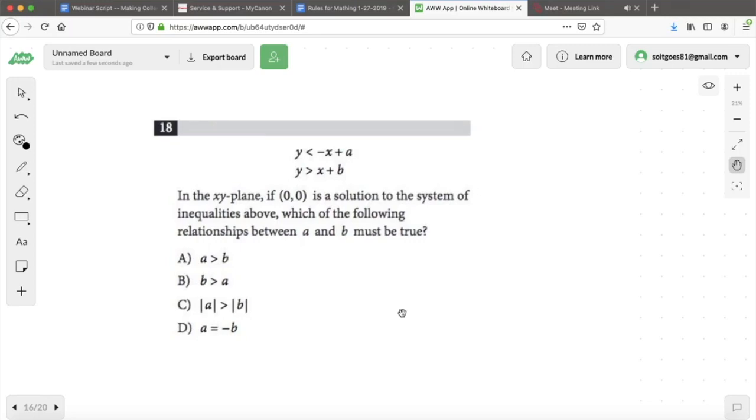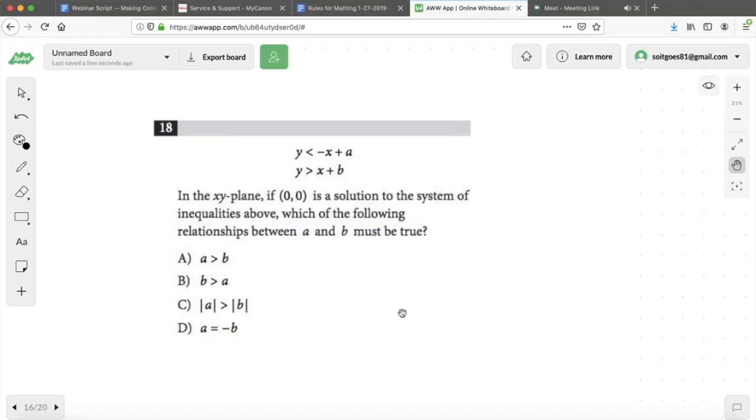In the xy plane, if 0, 0 is the solution to the system of inequalities above, which of the following relationships between A and B must be true? Oh, boy. Hey, Simon, have you ever seen a question like this before? Yes. You have. Do you know how to solve it? No. Okay. How do you think we're going to solve this? Plug in values for A and B. Probably plug in values for A and B.